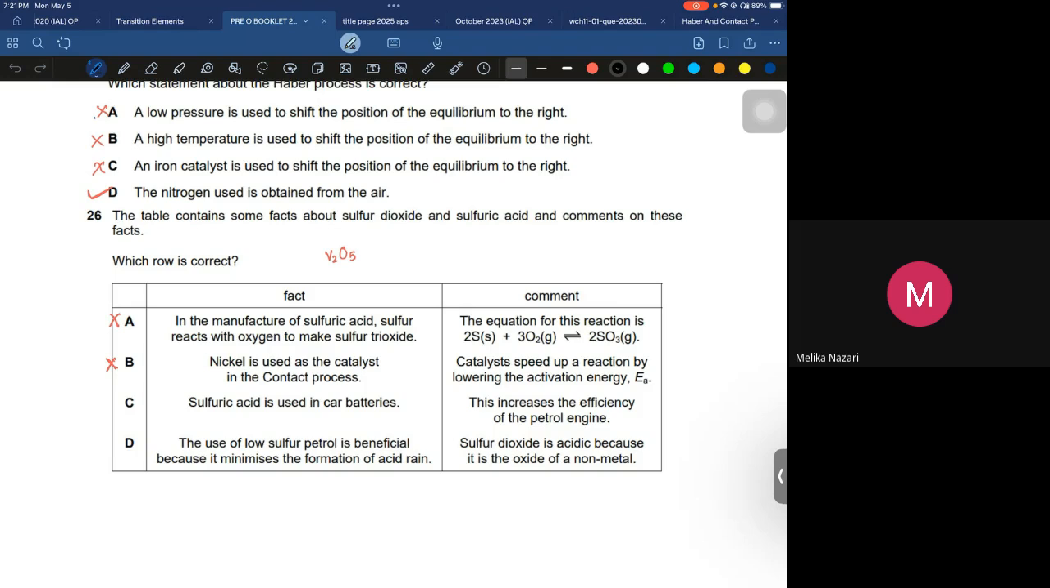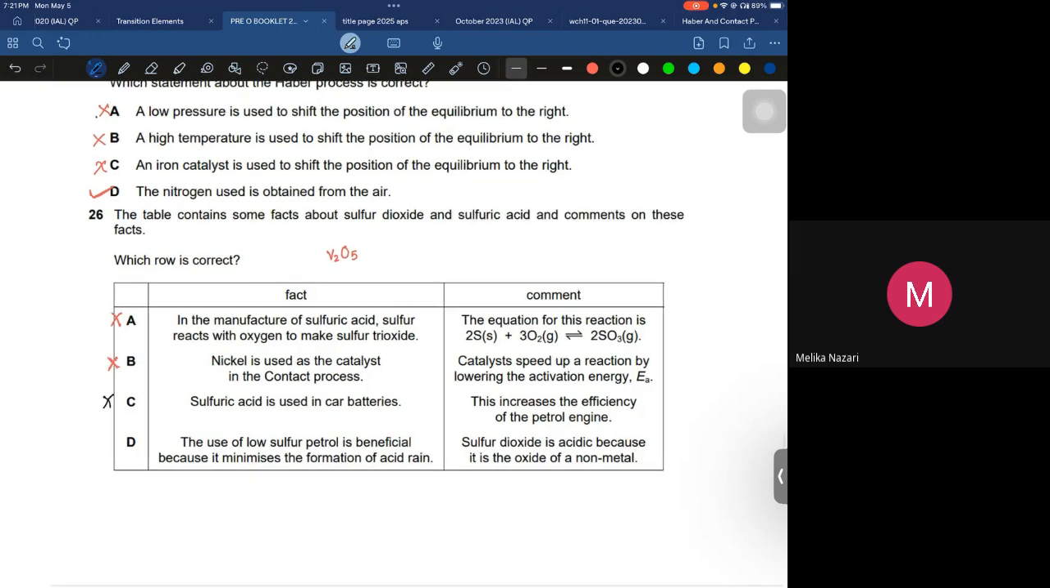In option C, sulfuric acid is used in car batteries. This increases the efficiency of the petrol engine. This is incorrect because sulfuric acid is used in car batteries, that's true, but the comment is wrong. This increases the efficiency of the petrol engine? How is that possible? What's the connection between car batteries and petrol engine? There is no connection. So again, I would say that option D is correct.